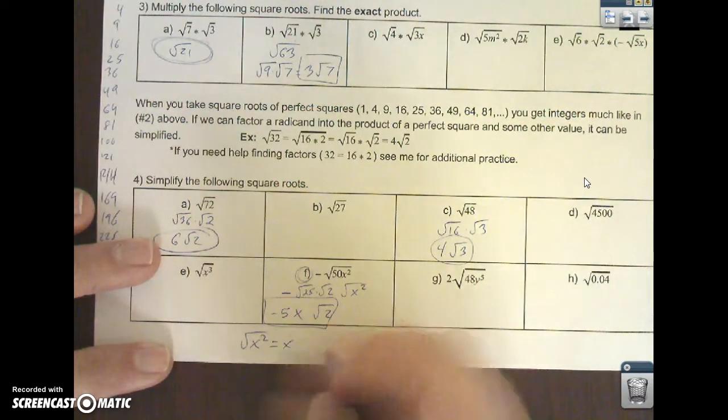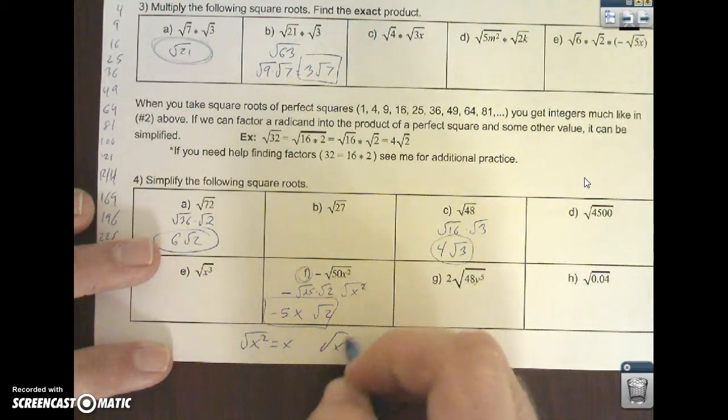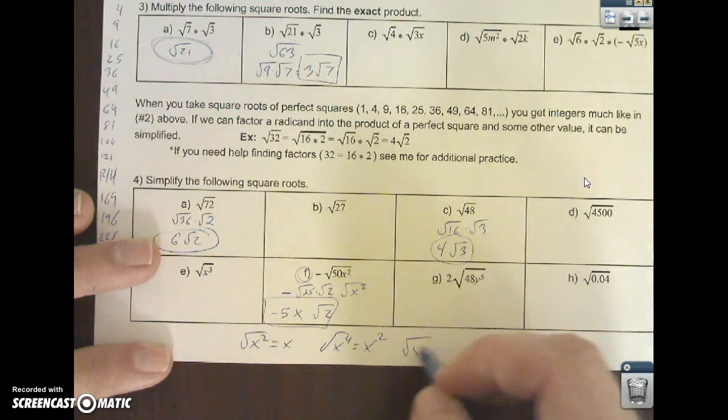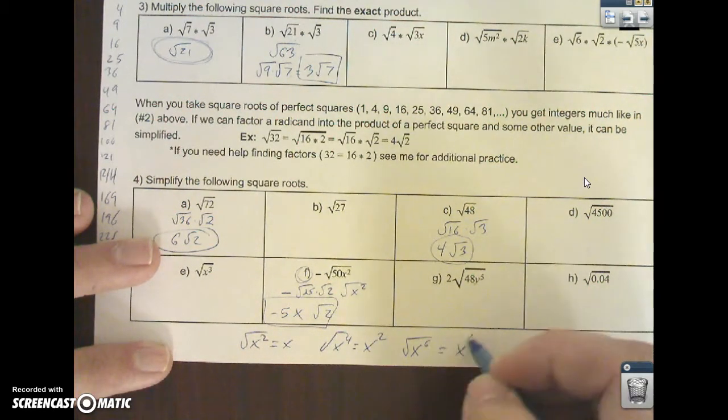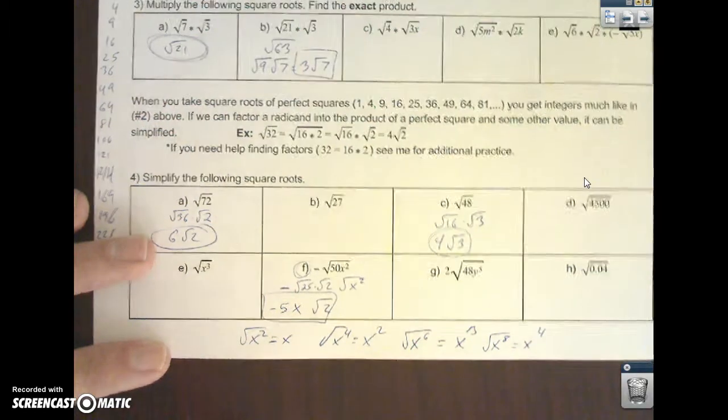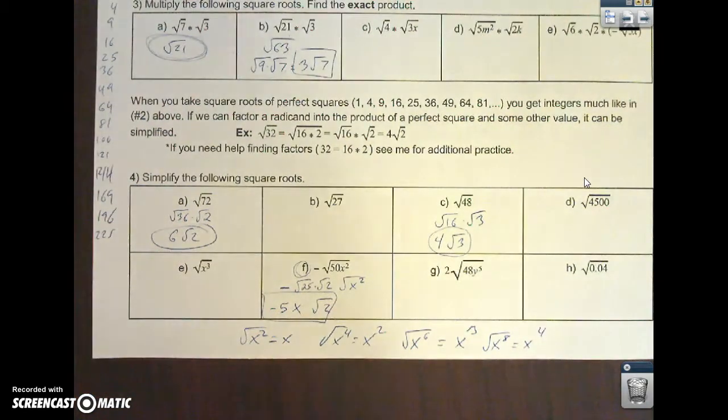The square root of x to the 4th is x squared. The square root of x to the 6th is x to the 3rd. The square root of x to the 8th is x to the 4th. Yeah, I hope you're seeing where I'm going with this. You're just dividing by 2 each time. Okay?